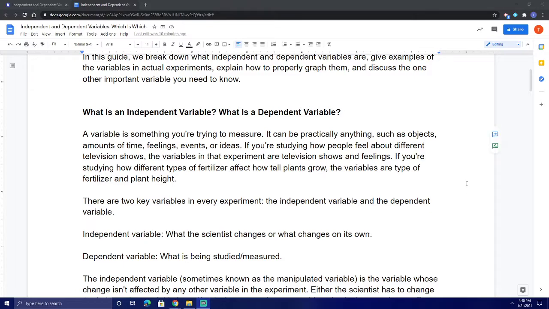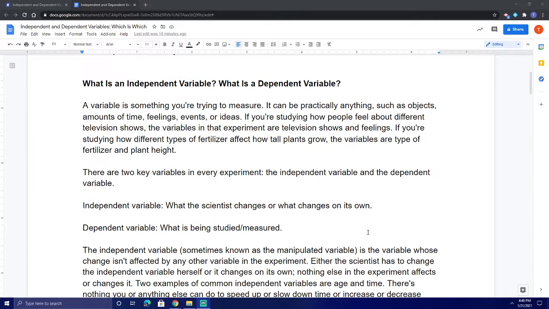The independent variable is what the scientist changes or what changes on its own, and the dependent variable is what is being studied or measured. So in other words, in our fertilizer experiment, the type of fertilizer we actually provide would be our independent variable, and our dependent variable would be how tall those plants are actually growing from the fertilizer.